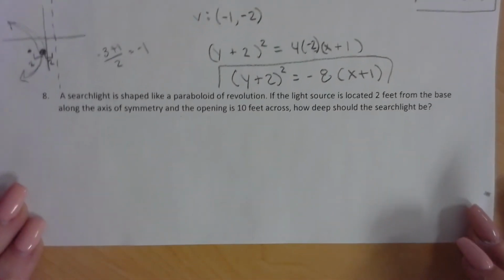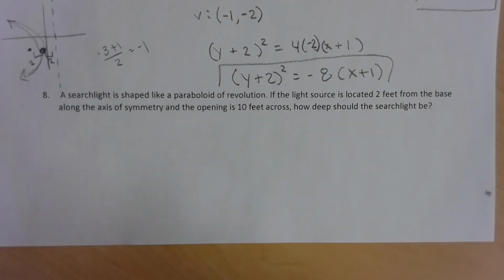All right, last problem. We've got a word problem here. It says a searchlight is shaped like a parabola. The light source is located 2 feet from the base along the axis of symmetry and opening 10 feet across. How deep should the searchlight be?